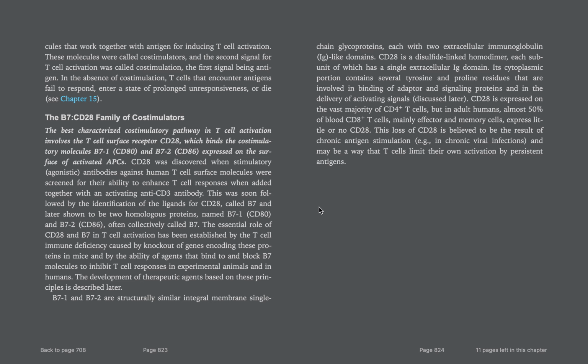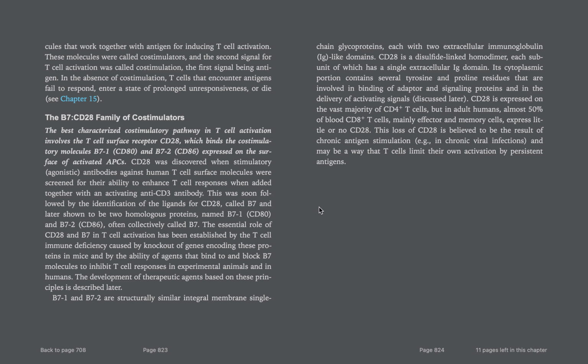B7-1 and B7-2 are structurally similar integral membrane single-chain glycoproteins, each with two extracellular immunoglobulin (Ig)-like domains. CD28 is a disulfide-linked homodimer, each subunit of which has a single extracellular Ig domain. Its cytoplasmic portion contains several tyrosine and proline residues that are involved in binding of adapter and signaling proteins in the delivery of activating signals, discussed later.